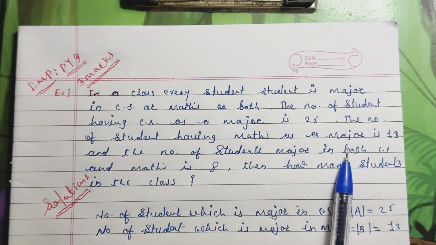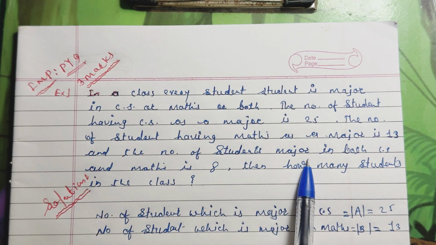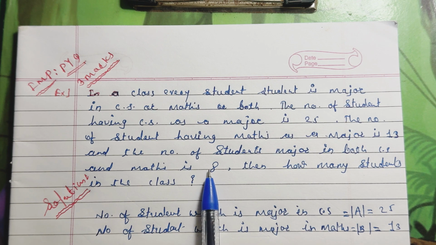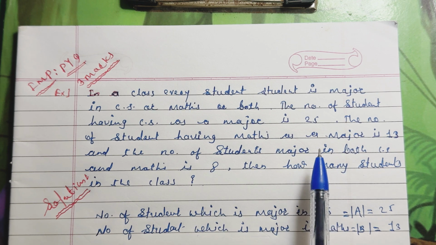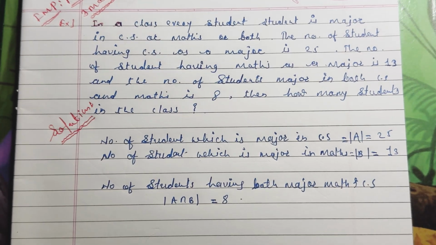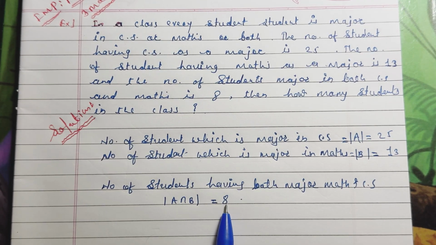Later, the number of students majoring in both computer science and maths is 8. That means these are common to math as well as CS, and since the word 'and' is there, it means intersection. So the cardinality of A intersection B is 8. Now, what is our claim?